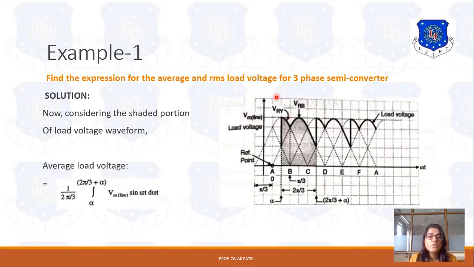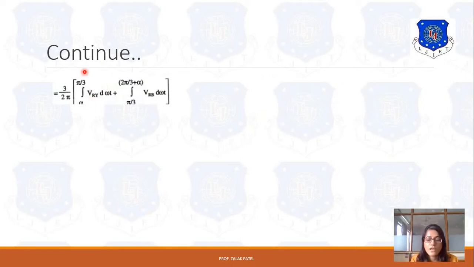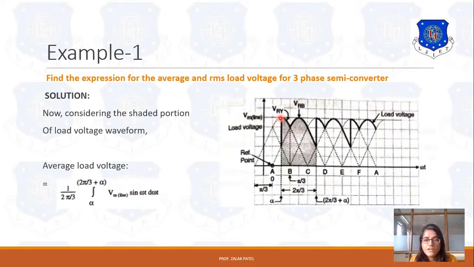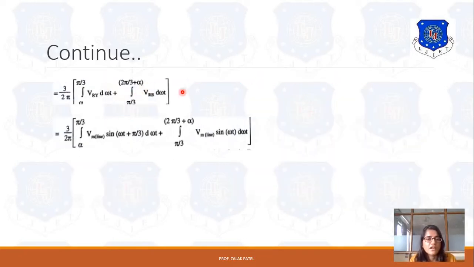So in short, you have to add these two terms for this integration, meaning the maximum voltage with sine of omega t. It looks like this: from alpha to pi by 3 for VRY. If you note this waveform, from alpha to this point is VRY, and this point is nothing but pi by 3. That means integration from alpha to pi by 3 for VRY, and from pi by 3 to 2 pi by 3 plus alpha for VRB.